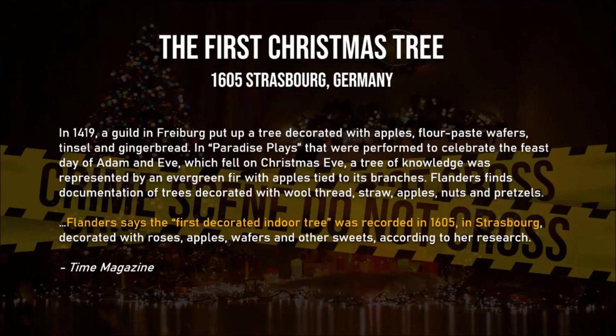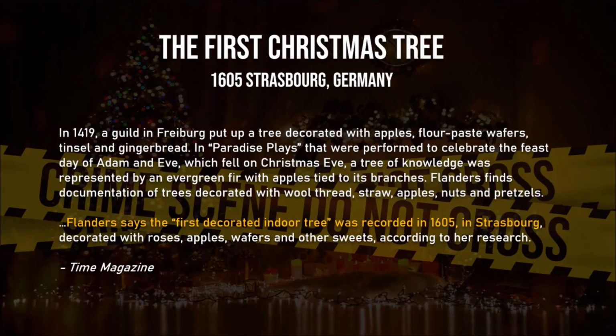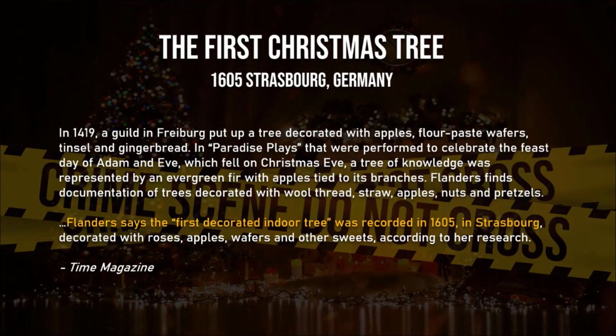The first Christmas tree. In 1419, a guild in Freiburg put up a tree decorated with apples, flour paste wafers, tinsel, and gingerbread. In paradise plays performed to celebrate the feast day of Adam and Eve, which fell on Christmas Eve, a tree of knowledge was represented by an evergreen fir tree with apples tied to its branches. Okay, so here you can kind of see, if this was the first Christmas tree, it is based on the tree inside the Garden of Eden. And it wasn't the tree of life, it was the tree of knowledge of good and evil. And so they even put apples on the tree. It's kind of interesting that they've actually tied the Christmas tree to the tree of knowledge of good and evil in the garden.